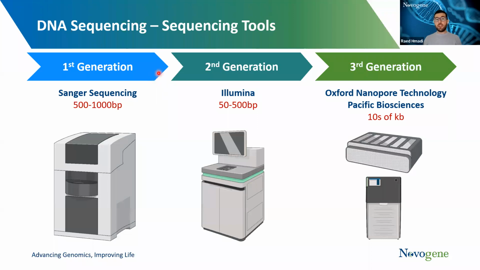After the first generation came the second generation sequencing tools, and this is mainly represented by Illumina. Using the Illumina platform for DNA sequencing, we are able to sequence DNA fragments ranging from 50 up to 500 base pairs.